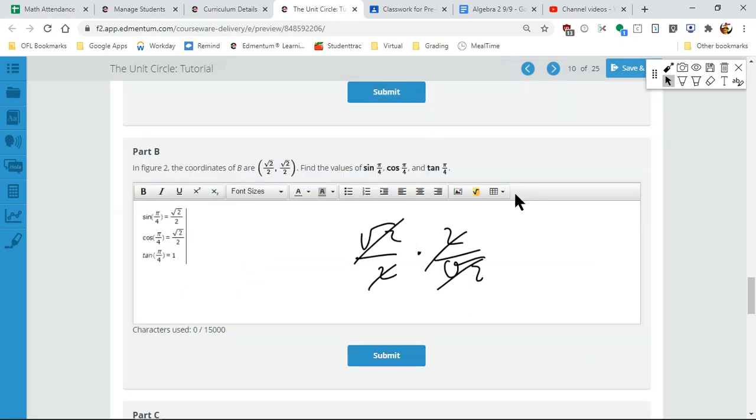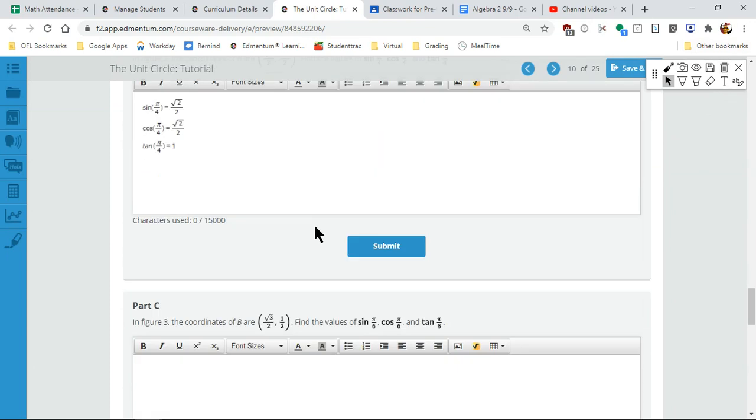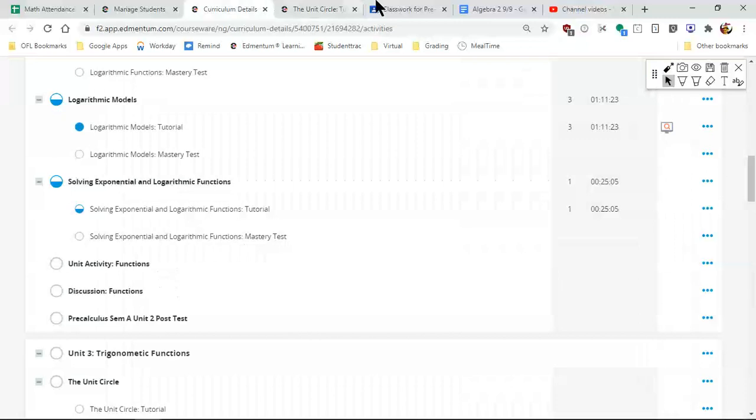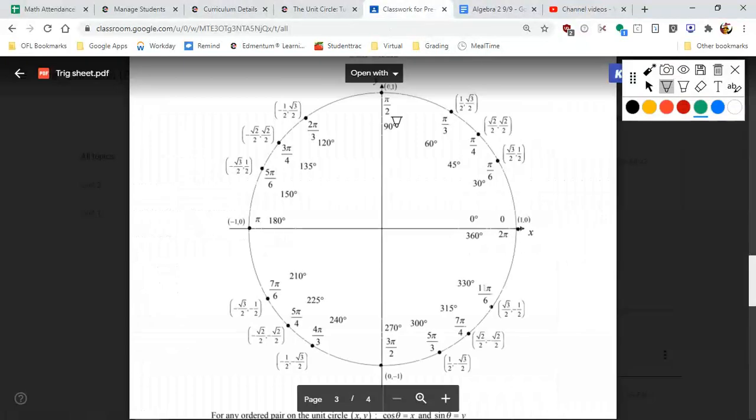I'm doing it fast because I already have the triangles memorized, but if you think it out, all you need is a unit circle and you can figure it out. X is your cosine, y is your sine, tangent is always going to be your sine over your cosine, or your y over your x. In fact, I think that's a formula in here.